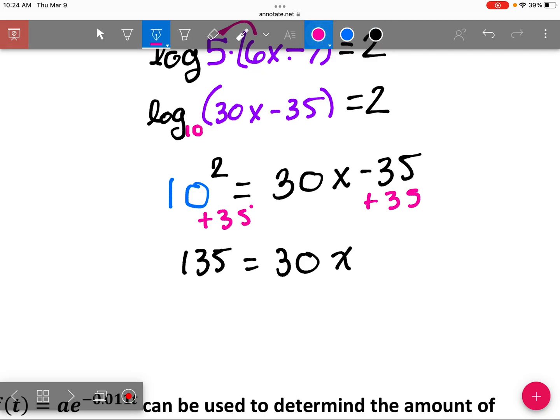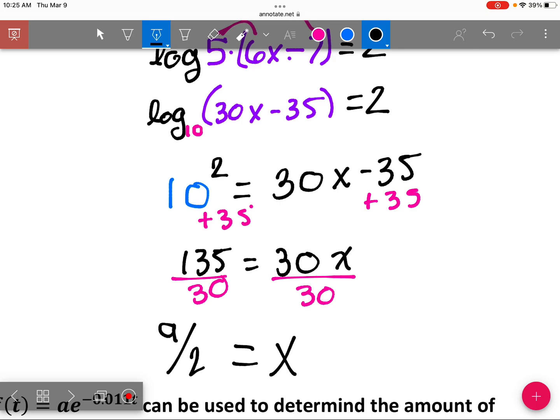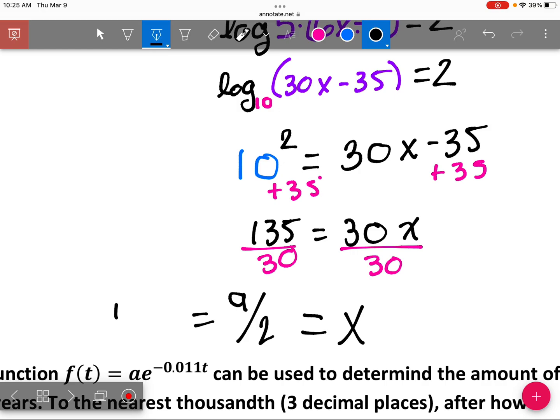How do I get x by itself? Divide by 30. What do we get? X is... Oh, 9/2. Sorry. I was going to say, have we ever had it as decimal today? 9/2 or 4.5.